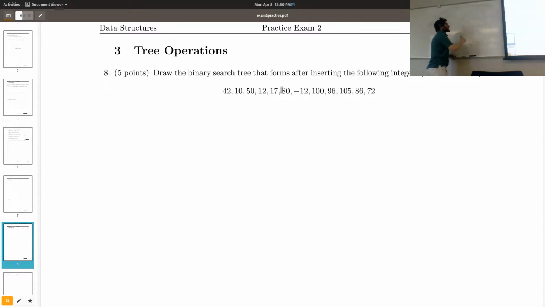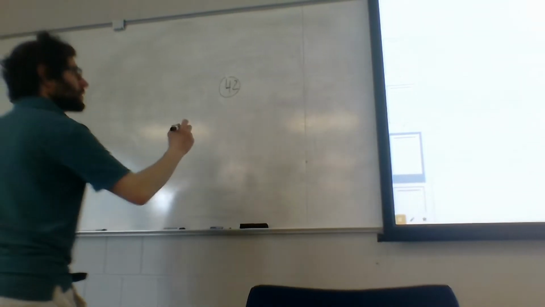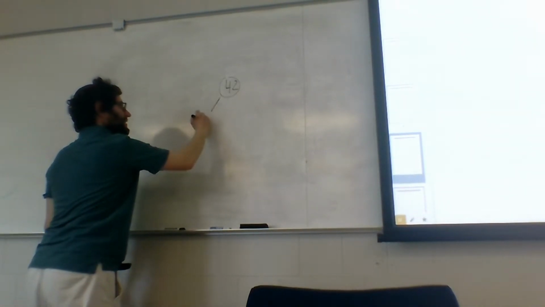Okay. So the first thing we do is we add 42. So that becomes the root of our tree. Now this is a binary search tree, but it's not a self-balancing binary search tree. So we're just going to add nodes to it. So next is 10. And let me go ahead and switch the camera again. So 10 goes to the left, because it's less than 42.